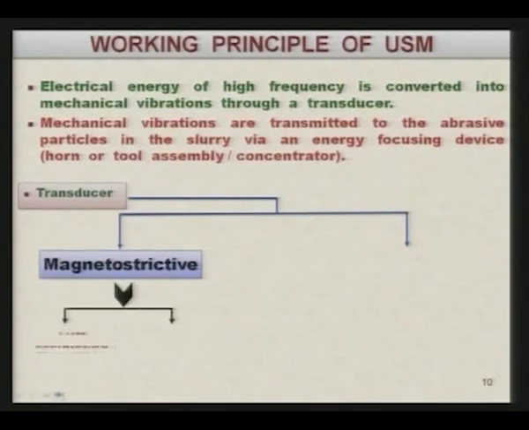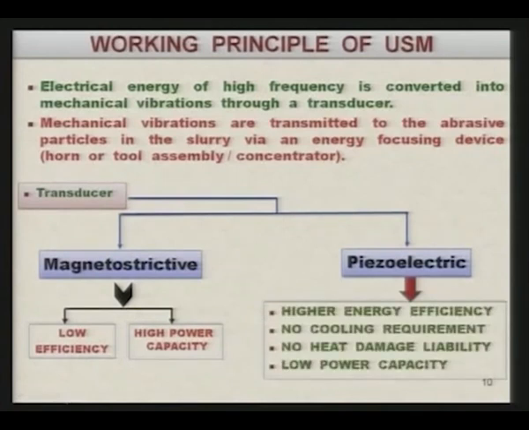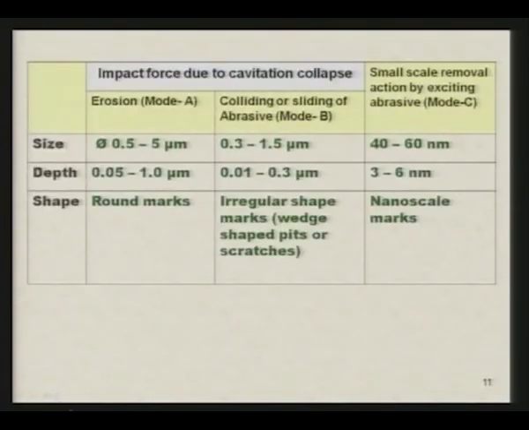One is known as magnetostrictive type of transducer, which has low efficiency, but they can produce high power. On the other hand, you have the piezoelectric type of transducers. They have higher energy efficiency, they do not require any cooling, there is no heat damage liability, and the problem is their power capacity is low. In case of magnetostrictive type of transducer, most of the time you require cooling. So that again adds to the cost of the whole system.